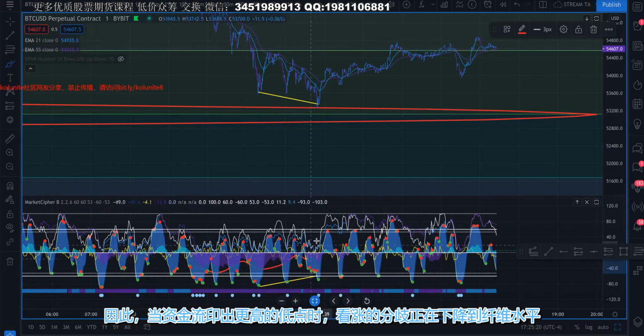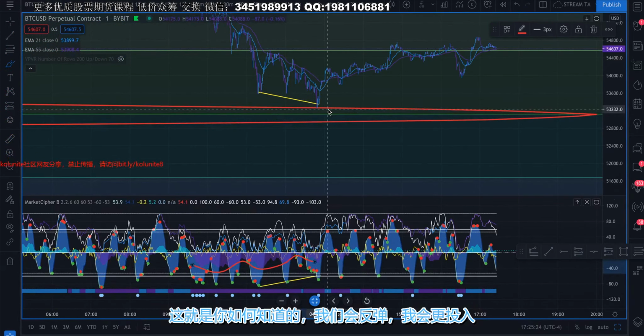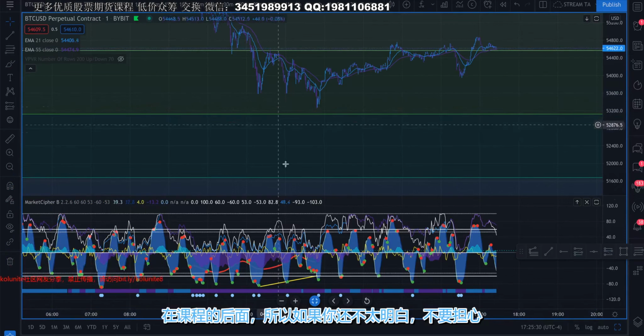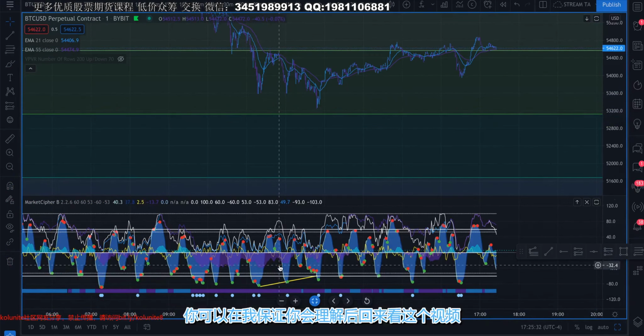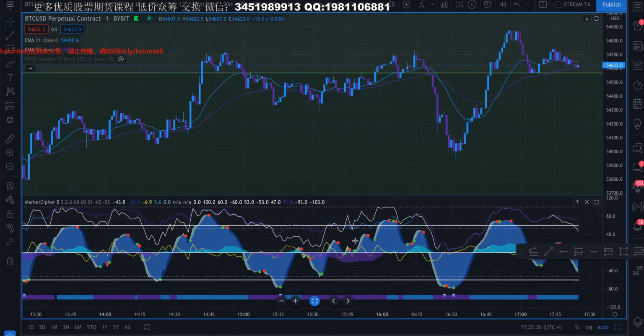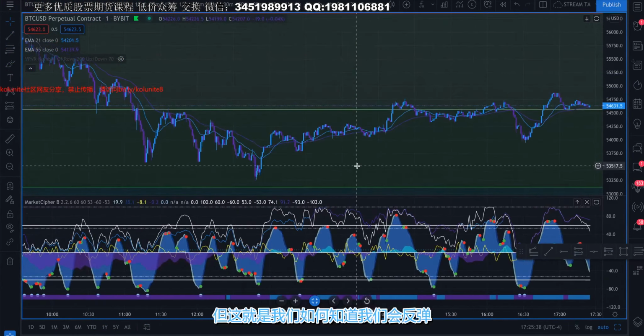So when the money flow is printing higher lows, we're getting the bullish divergence, we're coming down to a fib level. That's how you know we're going to get a bounce. And I'm going to get into this more later in the course. So if you don't quite understand it yet, don't worry. You can come back and watch this video after, and I guarantee that you will understand it. But that's how we're going to know that we're going to get a bounce.